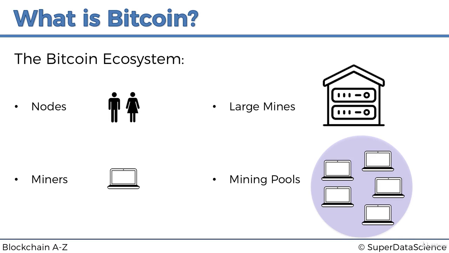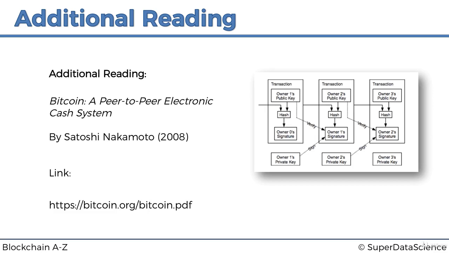That's the Bitcoin ecosystem. And probably the most important thing to remember is that Bitcoin is a protocol. It's not just a coin. It's a protocol that facilitates the blockchain technology and makes it come to life. Just one of the protocols. There are multiple different protocols. And on that note, here is a suggestion for additional reading.